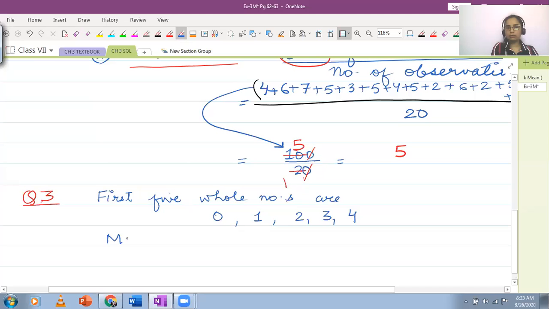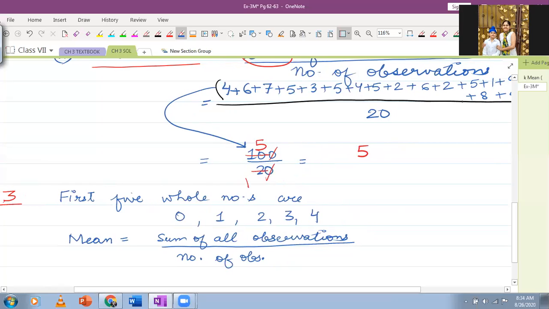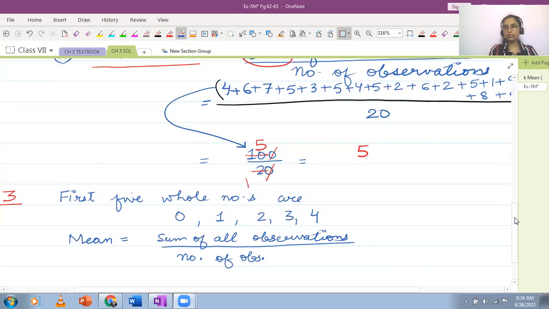Now let's find their mean. So mean will be the sum of all observations. Whatever values are in the list, we have to add all of them, and we will divide the total by the number of observations. Excuse me, ma'am, mean or arithmetic mean are same? Yes, they are exactly the same. Okay, ma'am.